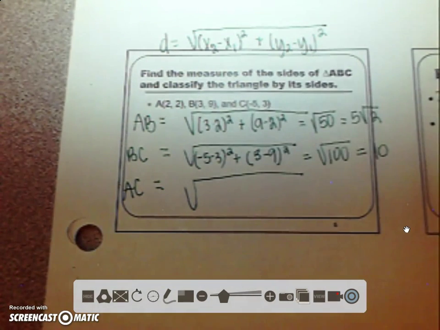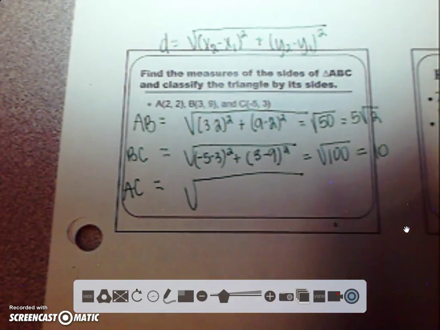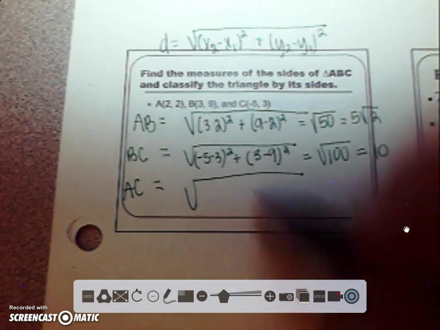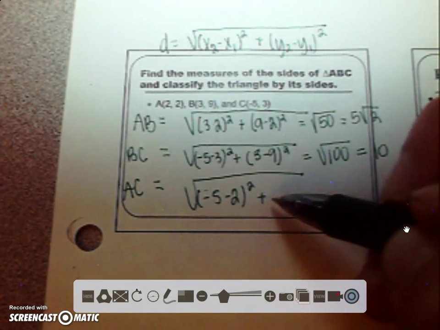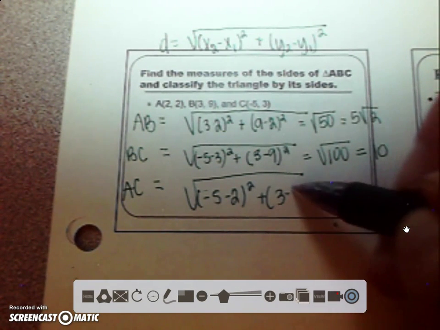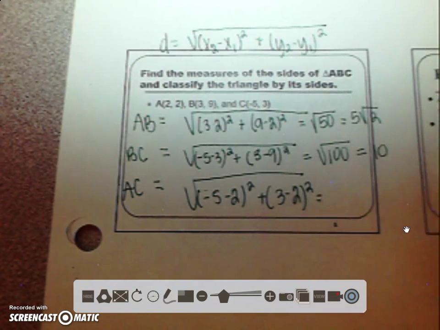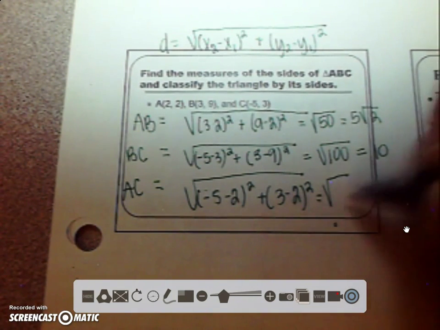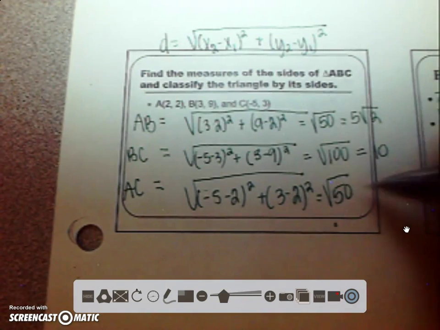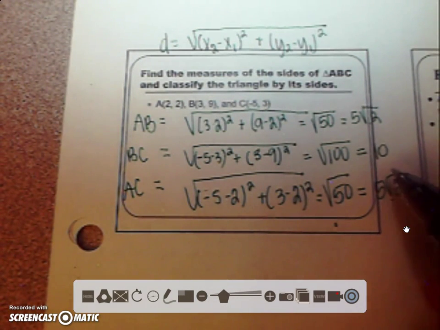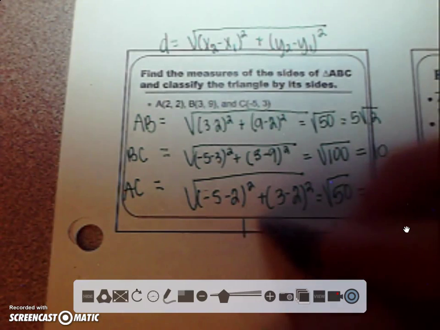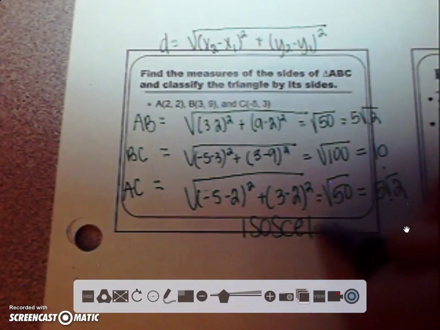And then we've got the square root from A to C to find the distance. So negative 5 minus 2 squared plus 3 minus 2 squared. So square root of 50 once again, and that's equal to 5 radical 2. So to identify the type of the triangle here, these two sides are the same length and one is different, which makes this an isosceles triangle.